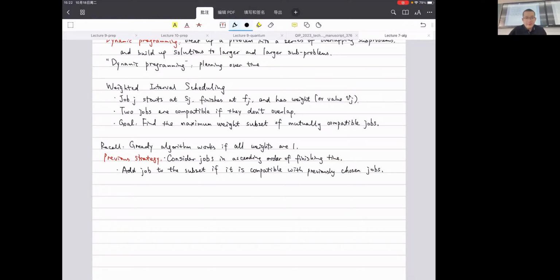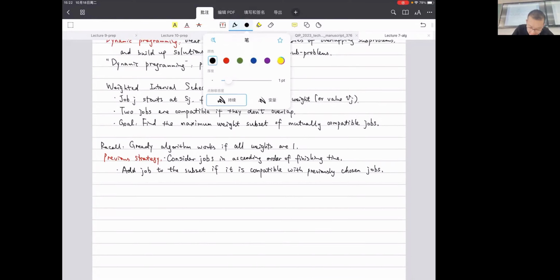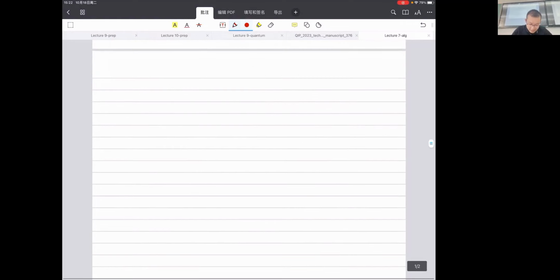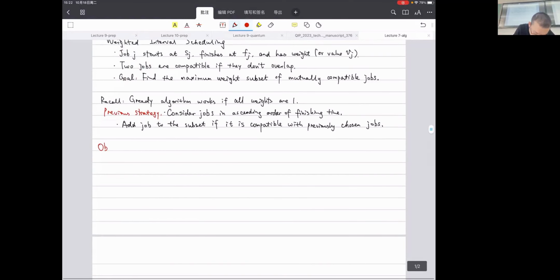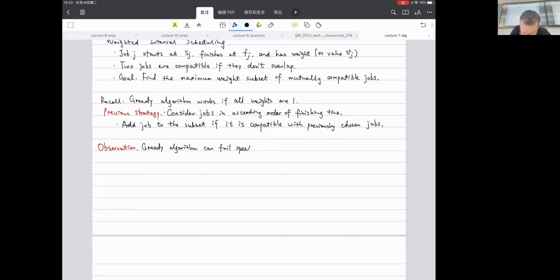So this is just a very quick recap about what we have been talking about for this interval scheduling problem, when we can actually use the greedy strategies to solve that. But since we are talking about the weighted version of the problem, one observation that we can make is that basically a greedy algorithm can actually fail, and actually, in a significant sense, or we say spectacularly, if arbitrary weights are allowed.